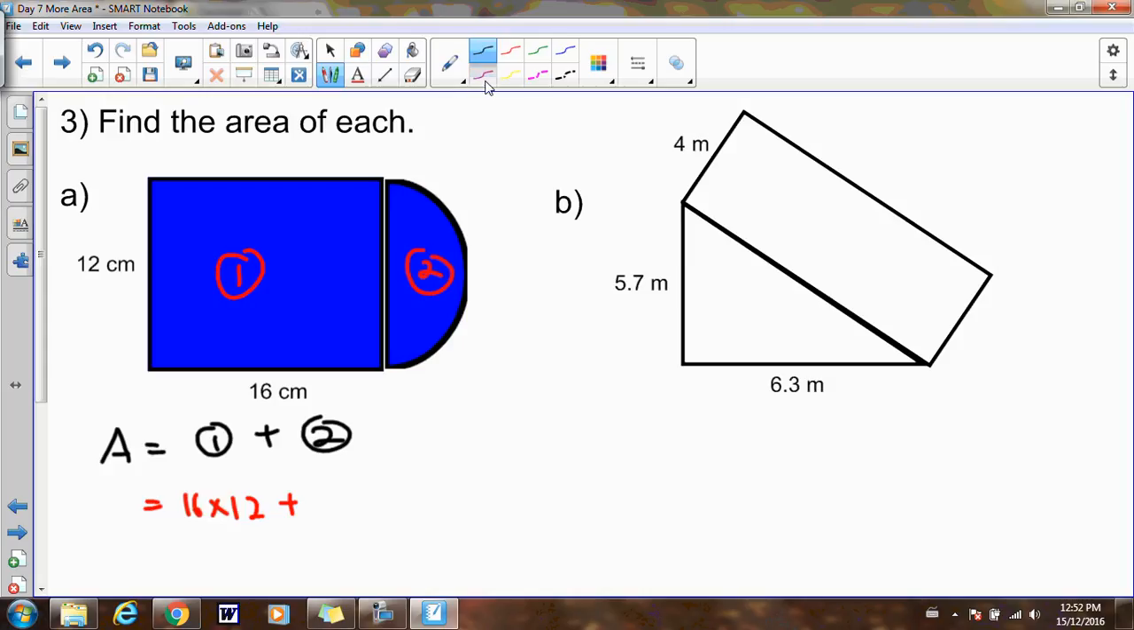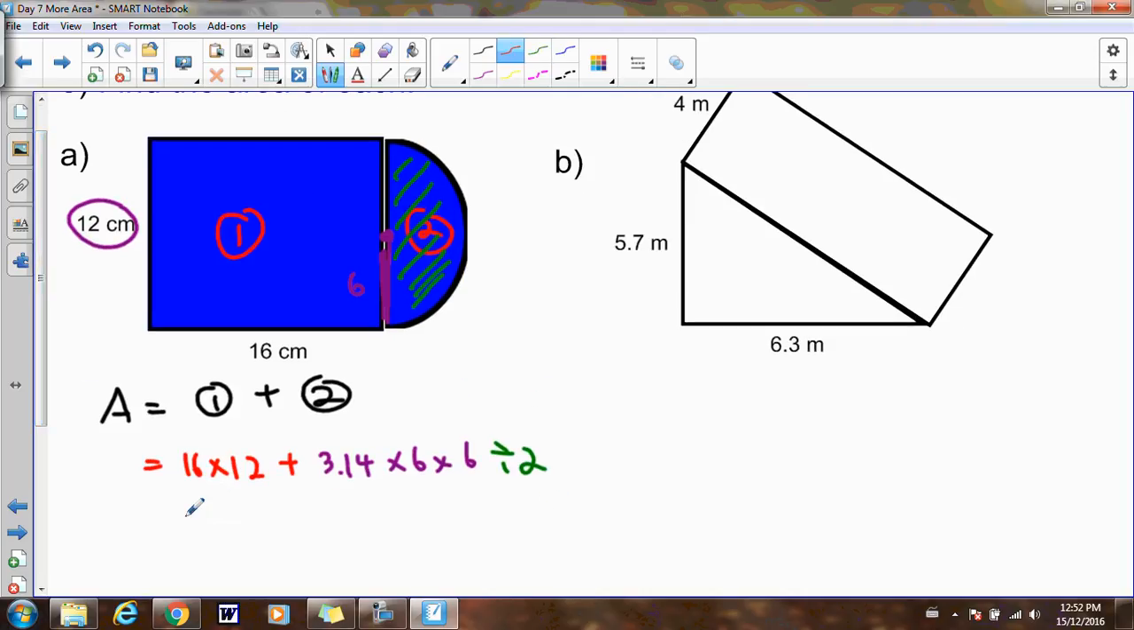Now you have to think a little bit about this one, because we need to know what the radius is. Well, the radius is basically half of 12, right? So the radius here will just be 6. So we use the formula 3.14 multiplied by 6 multiplied by 6. But you have to be careful because we're only looking at half of a circle, so you have to divide that by 2 as well.